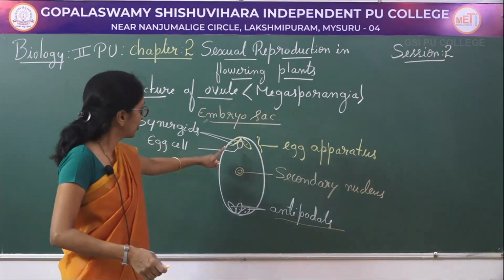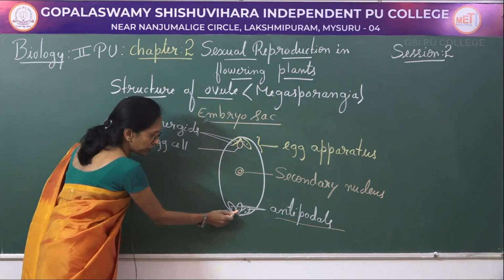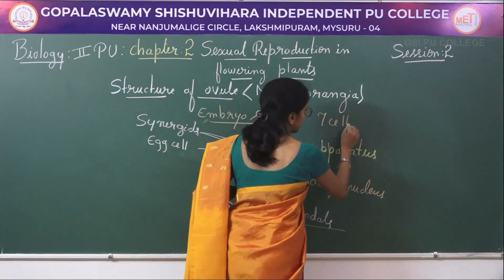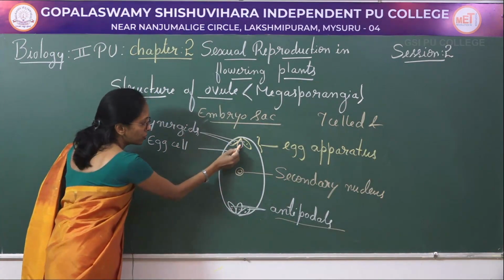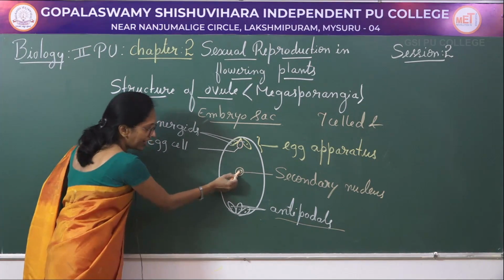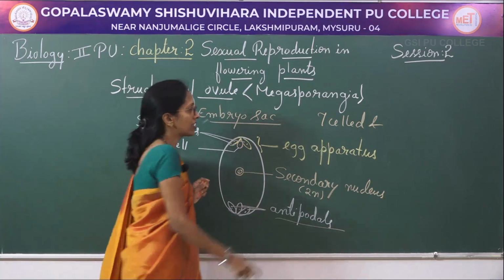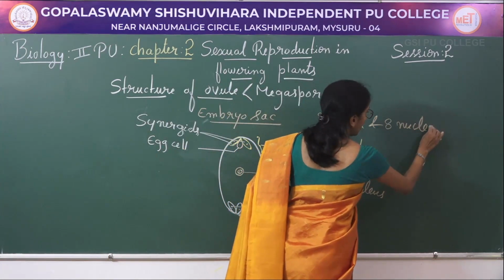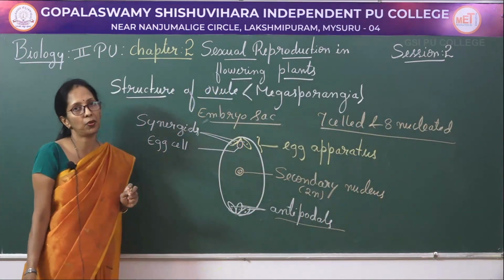So totally 1, 2, 3, 4, 5, 6, 7 cells, and 1, 2, 3, 4, 5, 6, 7 and 8 nuclei. This is said to be diploid in condition. Therefore, 7 celled and 8 nucleated condition in angiosperm. Very, very important.